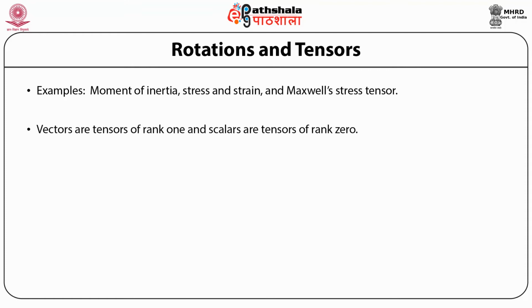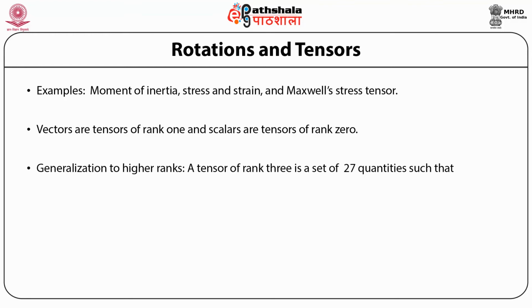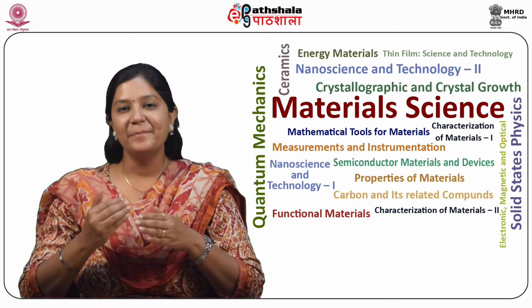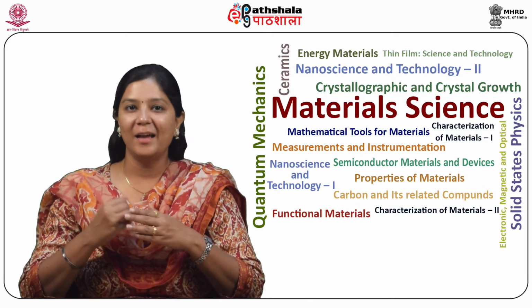Vectors can be regarded as tensors of rank 1 and scalars as tensors of rank 0. Generalization to higher rank tensors is now obvious. A tensor M of rank 3 is a set of 27 quantities that transform under rotations as M'ijk equals Ail Ajm Akn Mlmn. The same is true of inversion in 3 dimensions.